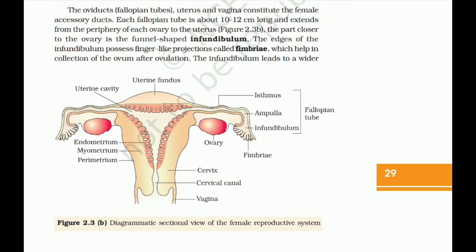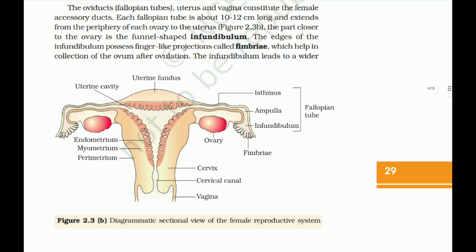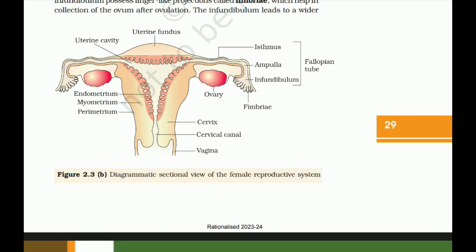Figure 2.3b: Diagrammatic sectional view of the female reproductive system. Uterine cavity, uterine fundus, isthmus, ampulla, infundibulum, fallopian tube, fimbriae, ovary, cervix, cervical canal, vagina, perimetrium, myometrium, endometrium.